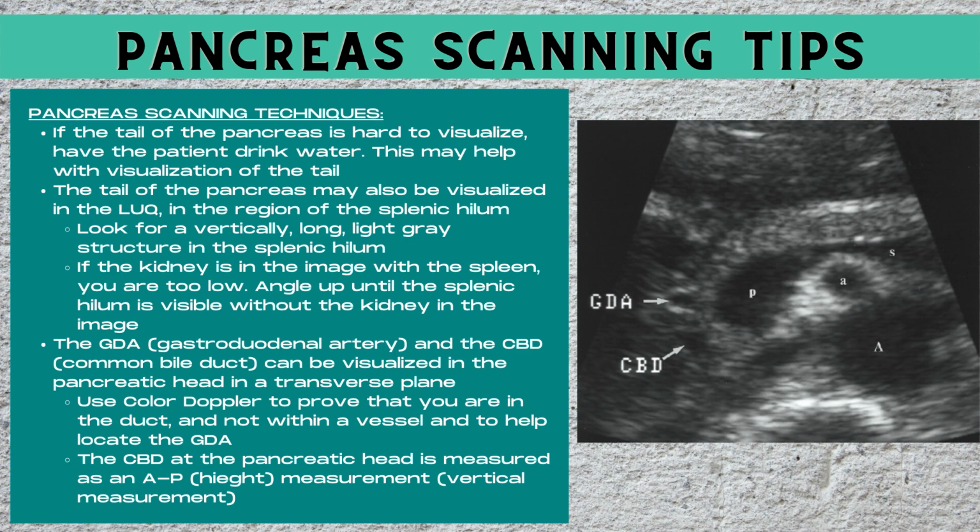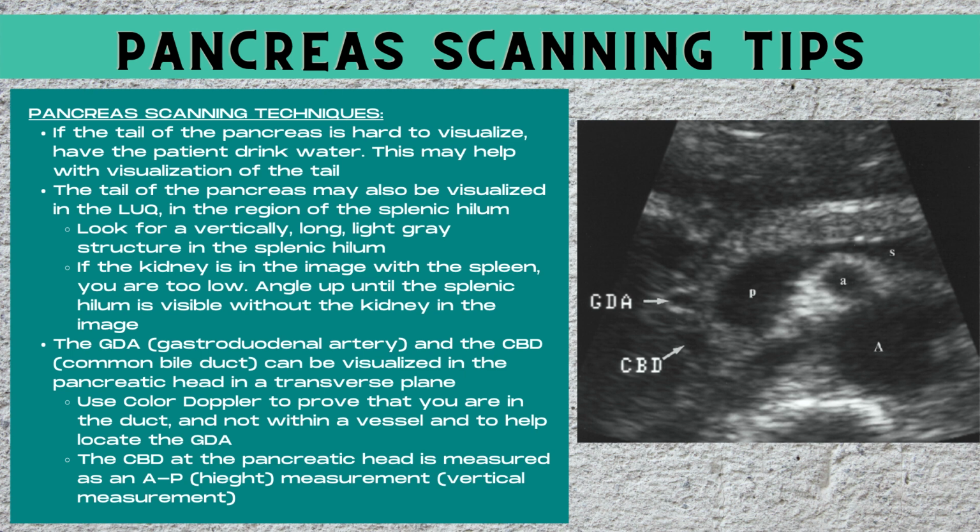If the tail of the pancreas is hard to visualize, have the patient drink some water. This may help with visualization of the tail, as the stomach will fill up with water and you can use this as a window. The tail of the pancreas may also be visualized in the left upper quadrant in the region of the splenic hilum, and you want to look for a vertically long light gray structure within the splenic hilum. If the kidney is in the image with the spleen, you are too low. You want to angle up until the splenic hilum is visible without the kidney in the image.